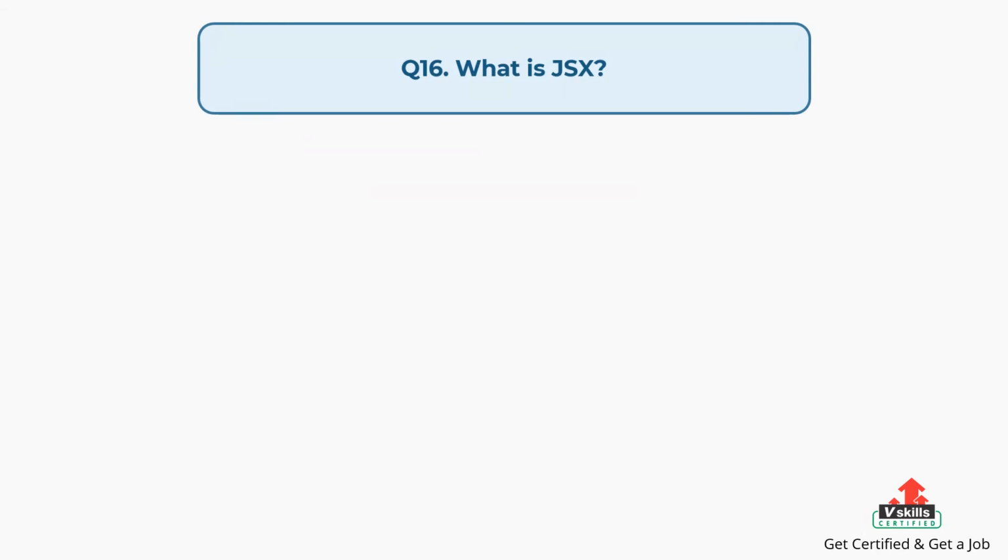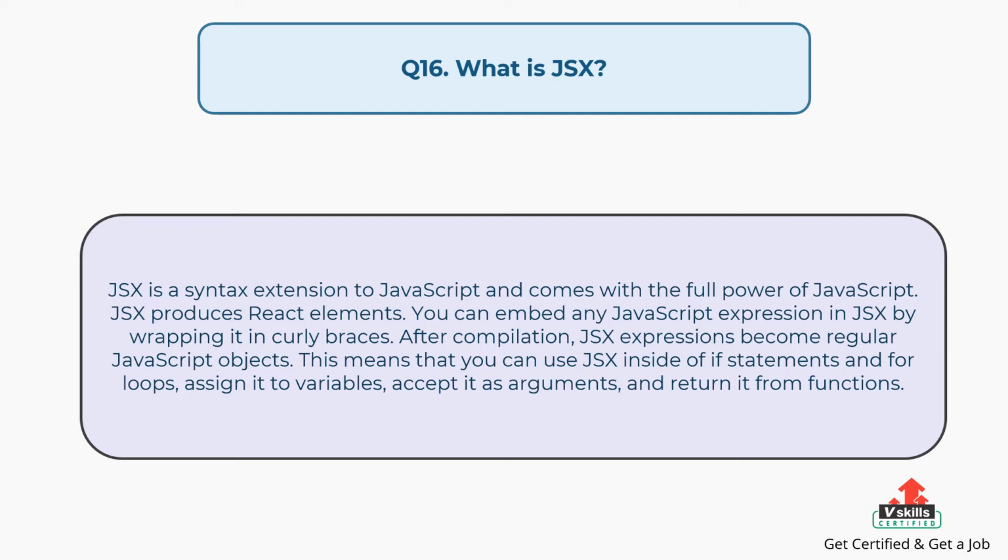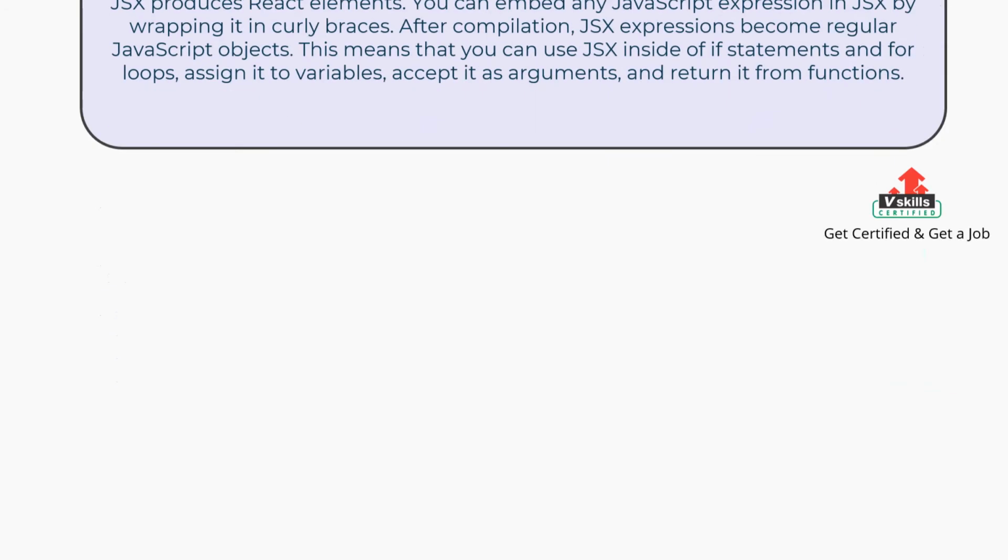The answer is: JSX is a syntax extension to JavaScript and comes with the full power of JavaScript. JSX produces React elements. You can embed any JavaScript expression in JSX by wrapping it in curly braces. After compilation, JSX expressions become regular JavaScript objects. This means that you can use JSX inside of if statements and for loops, assign it to variables, accept it as arguments, and return it from functions.